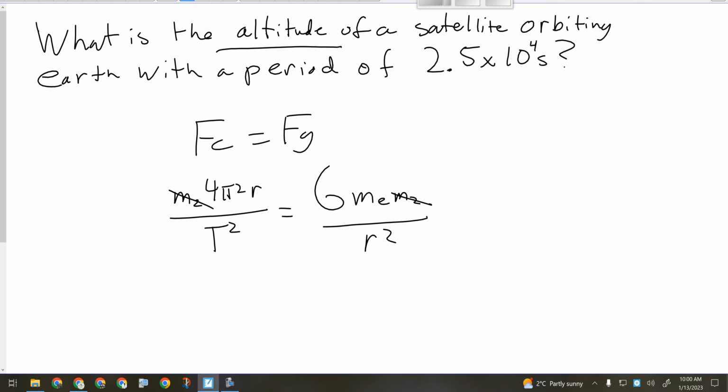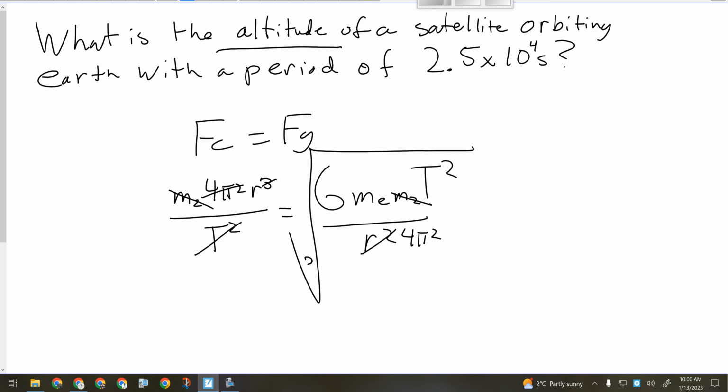So I'm going to multiply both sides by R squared. So that's going to give me R cubed. I'm going to multiply both sides by T squared, and then divide both sides by 4 pi squared. And then I'm going to cube root my answer.